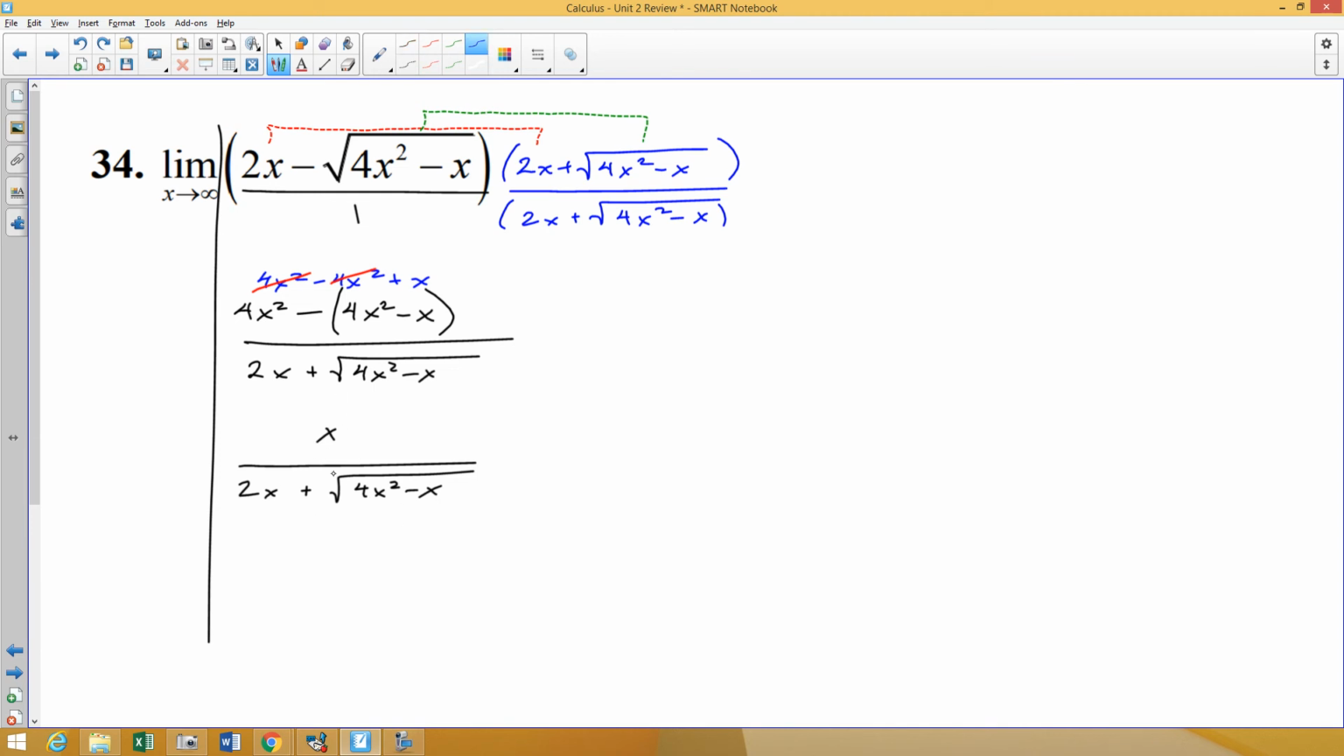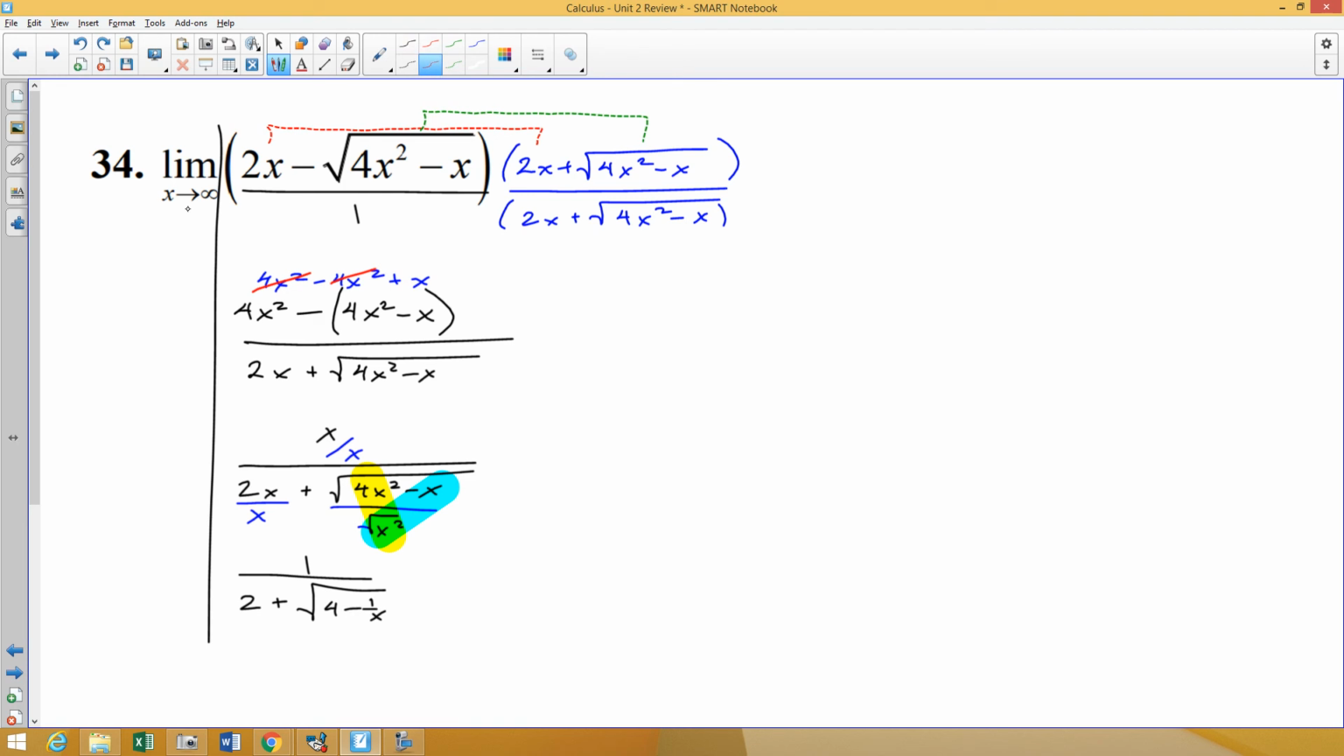This is very similar to the last problem. It is x to the first in the bottom, and for the square root to resemble what I'm dividing by, or resemble that radical, I'm going to divide by the root of x squared. I have root x on top, and that reduces to 1 over 2x over x is 2 plus, and this square root right here, we'll do the x over the x squared as well as the 4x squared over the x squared. And that's going to give me the square root of 4x squared over x squared is 4, x over x squared is 1 over x.